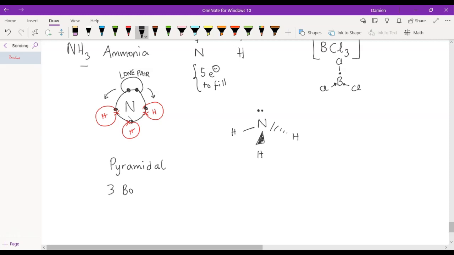This has got 3 bond pairs, which is the same as the previous one, boron trichloride, but this has 1 lone pair. And because of that 1 lone pair, it pushes the hydrogens down and changes the shape of the molecule. So the angles in this one here is 107 degrees. So again, it's less again. So that's the difference between them. They are not the same.